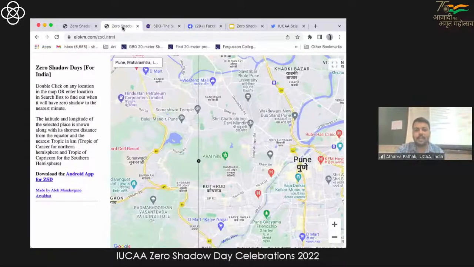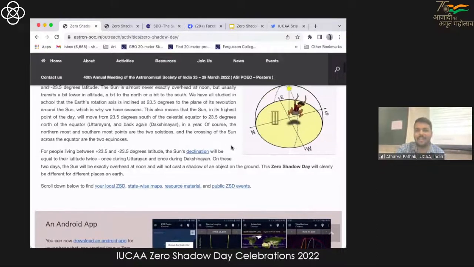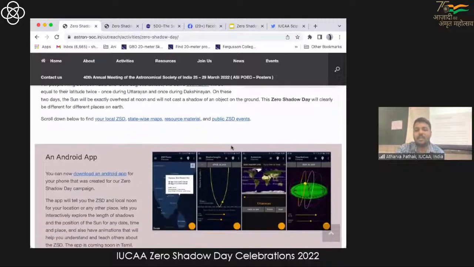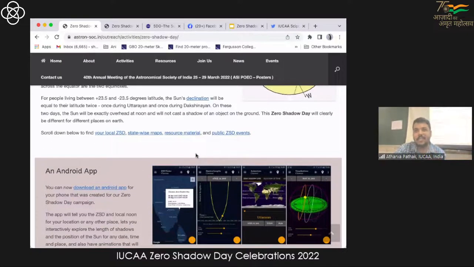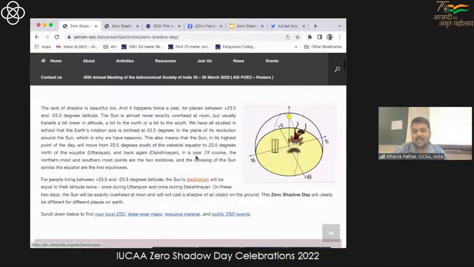Zero shadow day gives us this opportunity to efficiently observe the sun, understand the apparent motion of the sun, and also understand how the apparent motion of the sun can be tracked and what all activities can be done. In addition to zero shadow day, there are some more experiments that you can do on this day. There was an experiment done by Eratosthenes where he calculated the circumference of the earth by simply taking a reading of a shadow.